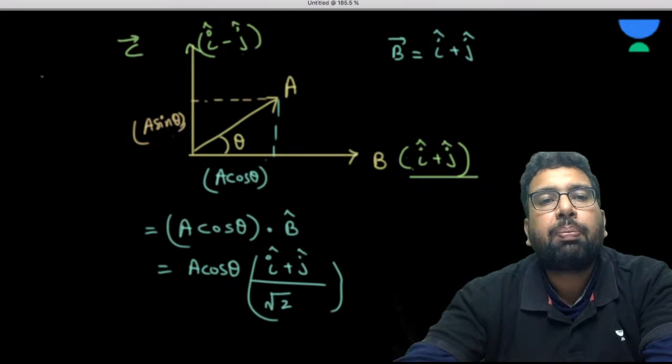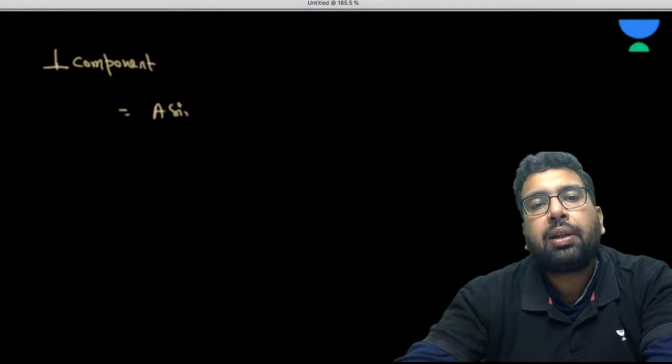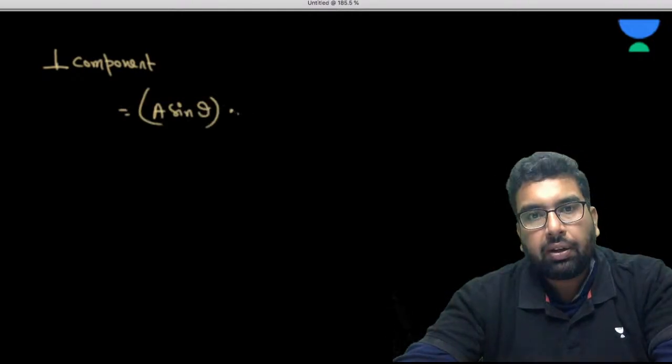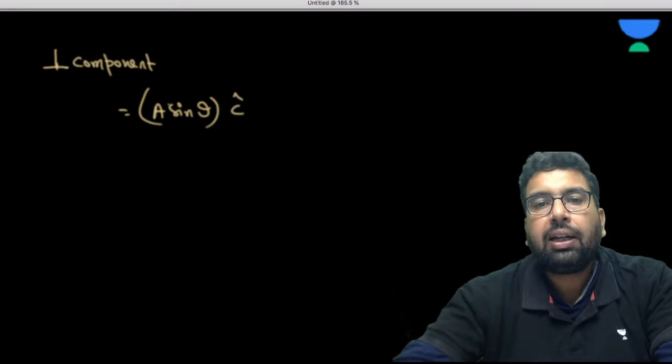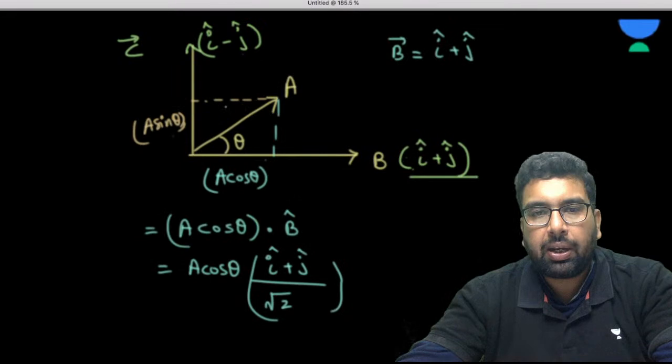So what is the perpendicular component? The perpendicular component is going to be A sine theta. This is the magnitude. And what is the direction, sir? The direction is going to be C vector. So sine theta is nothing but this. This is the magnitude only, right?